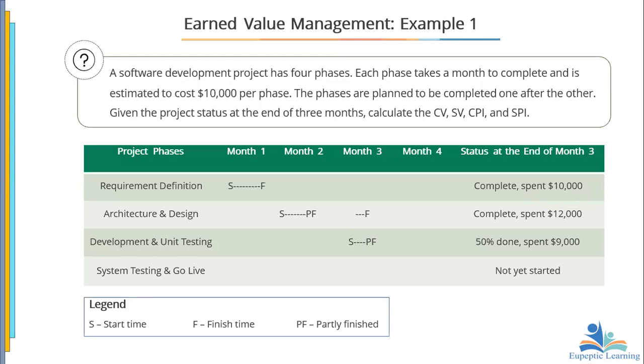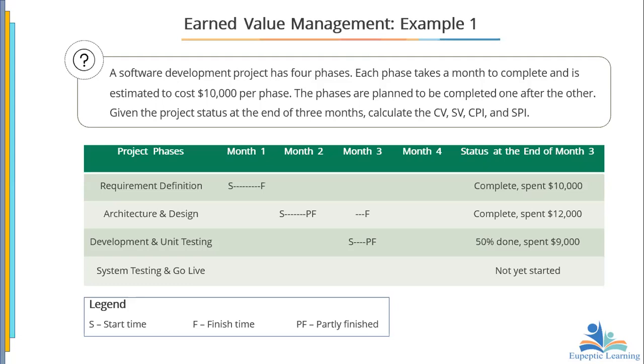So this is a typical example. A software development project has 4 phases. Each phase takes a month to complete and is estimated to cost 10,000 per phase. The phases are planned to be completed one after the other. Given the project status at the end of 3 months, calculate the cost variance, schedule variance, CPI, and then the SPI. So that's the data that we've been given. And of course, we're looking at the activity dependence over here.